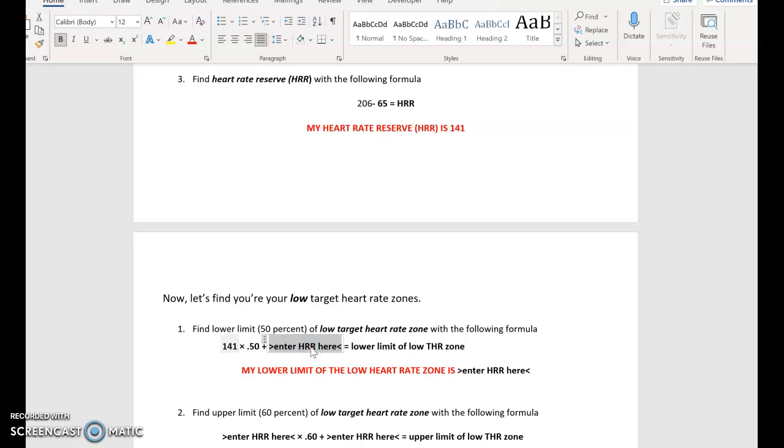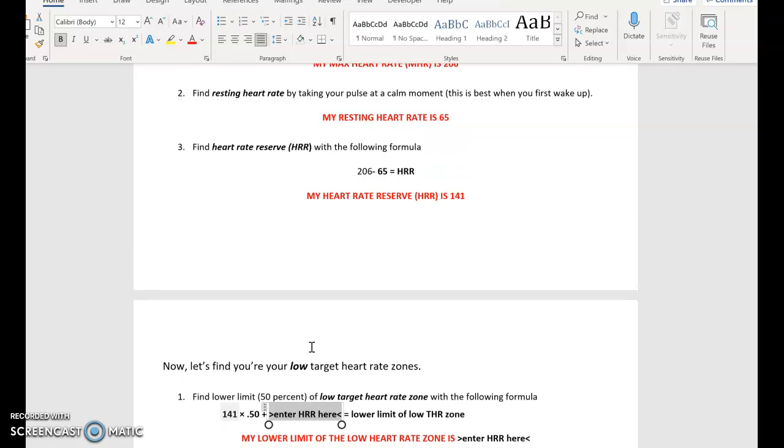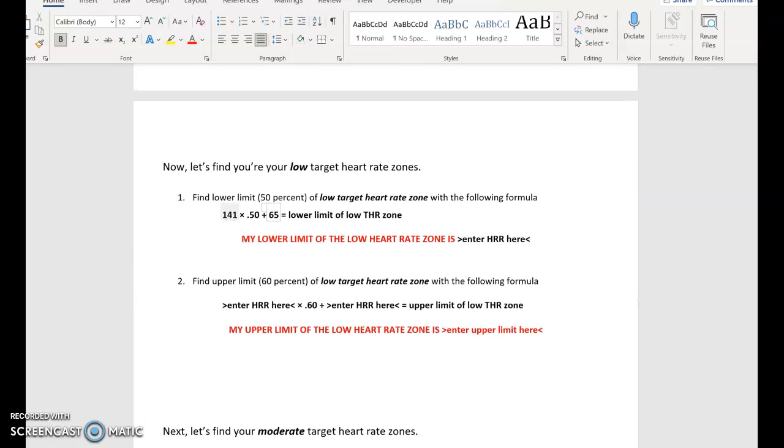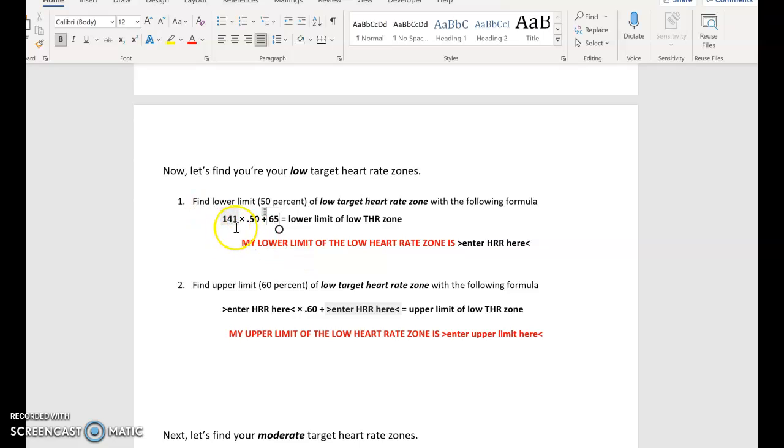So in this box, you're going to do resting heart rate, which, if you scroll up again, remember your resting heart rate is that 60 to 70. Ours we have at 65. Okay, so this math: 141 multiplied by 0.5, and then you're going to add 65. So my lower limit of the low heart rate zone is, I'm going to do 141 times 0.5 on my calculator. It's going to equal 70.5, and I'm going to add the 65. So I'm going to get 135.5.